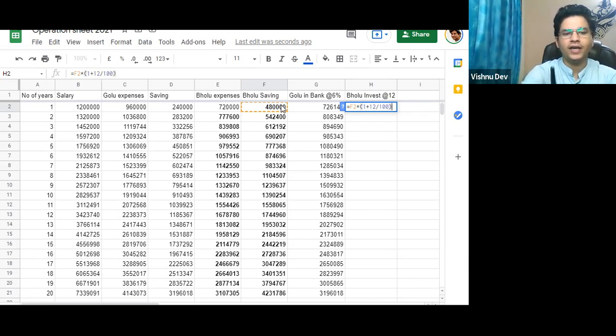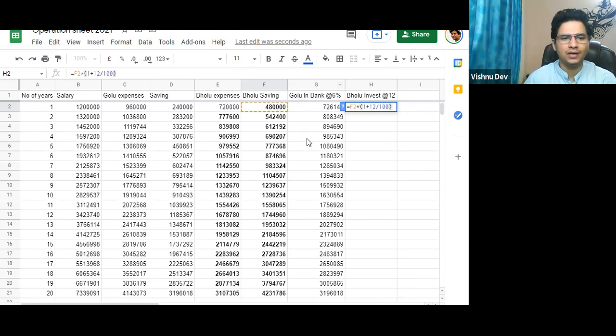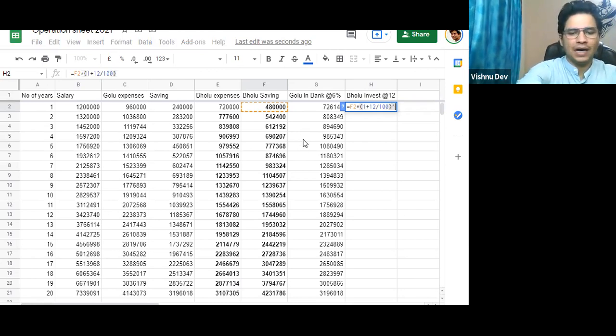Now, if he's saving 4,80,000, for how many years will he invest? It is 19, right? Because he gets the first year's amount after the first year, so the remaining years is 19, है ना? So it is power 19. Yes or no? हाँ या ना?